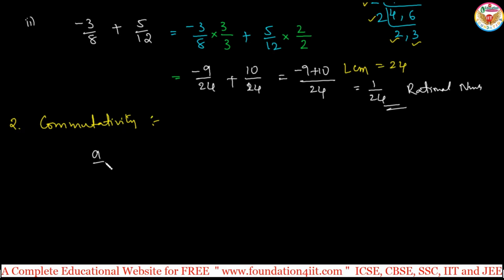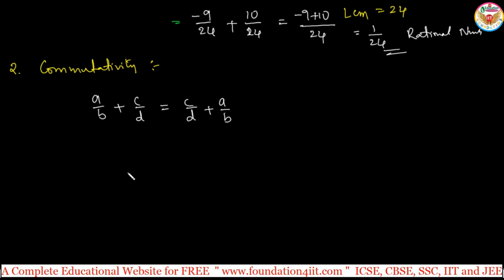That means a/b plus c/d should be exactly equal to c/d plus a/b. According to the commutative property, you can add a/b and c/d, or c/d and a/b, and you get the same result. So addition of any two rational numbers is commutative, right? Let us take one example and prove this.